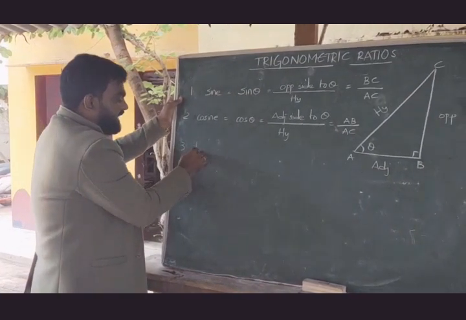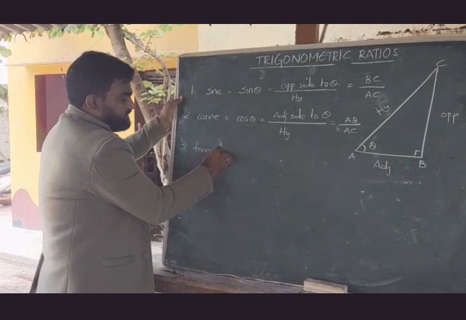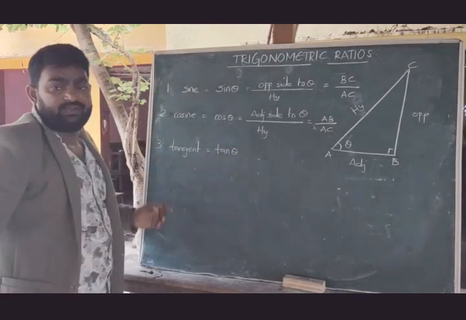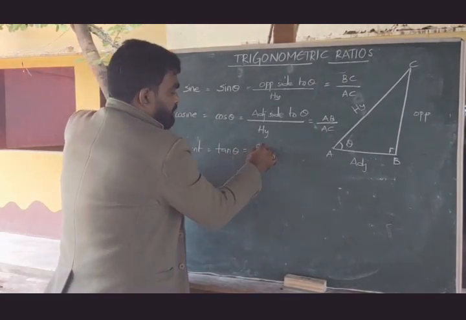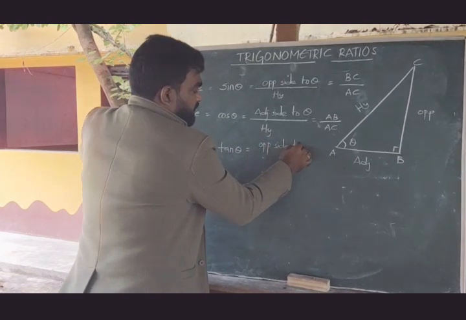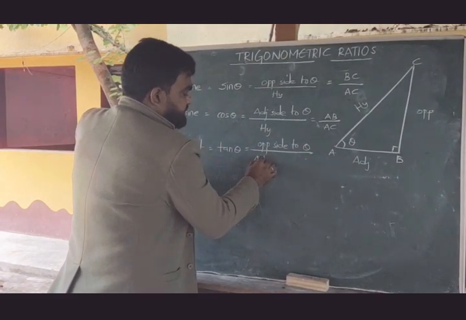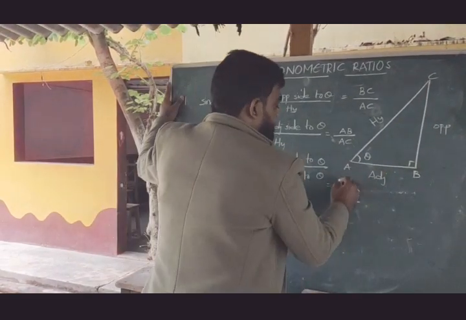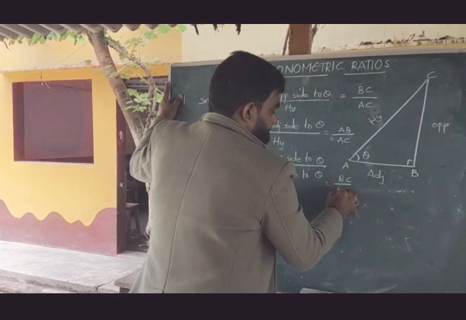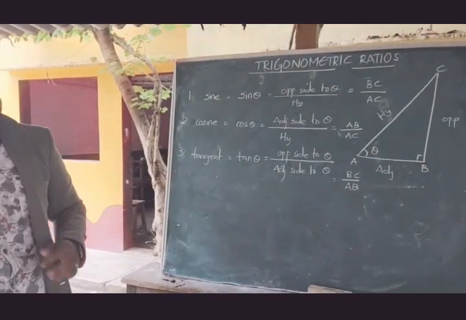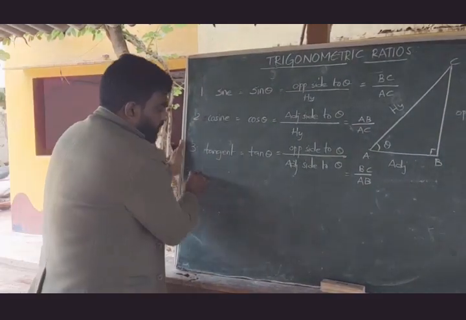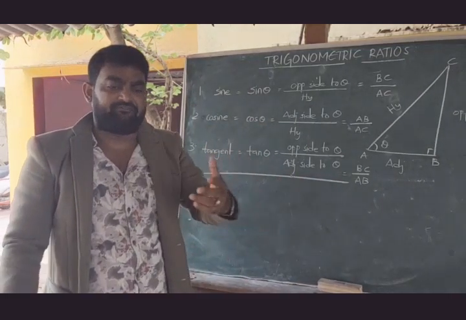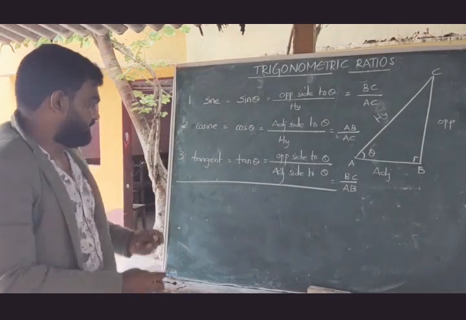Third one is tangent, in short form tan. Tan theta is equal to the opposite side to theta by the adjacent side to theta, which is BC by AB. Okay. So if we know these three ratios, with the help of these three we can find the remaining three.